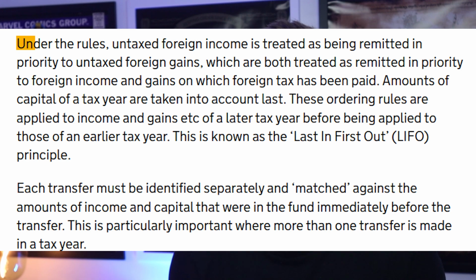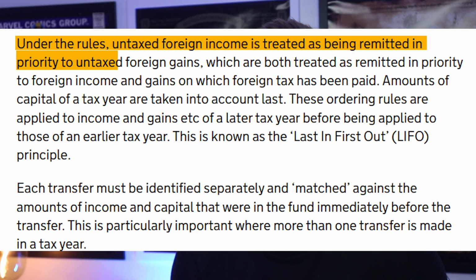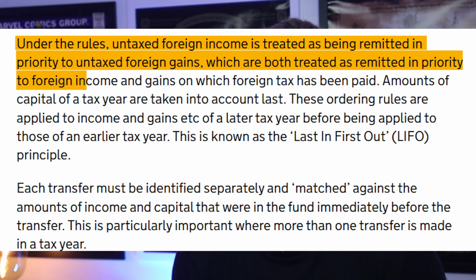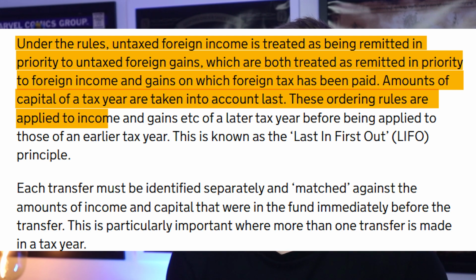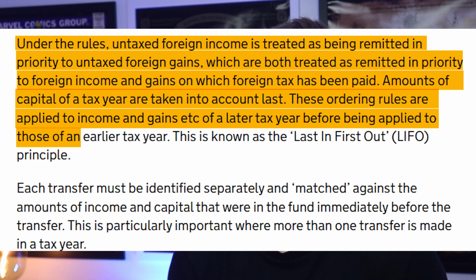So to avoid that situation where taxpayers can self-certify which funds they're remitting to the UK, HMRC came up with a set of matching rules which state, under the rules, untaxed foreign income is treated as being remitted in priority to untaxed foreign gains, which are both treated as remitted in priority to foreign income and gains on which foreign tax has been paid. Amounts of capital of a tax year are taken into account last. These ordering rules are applied to income and gains, etc., of a later tax year before being applied to those of an earlier tax year.